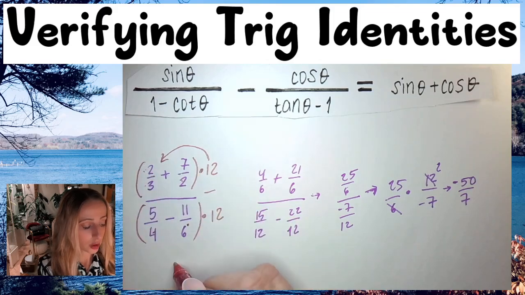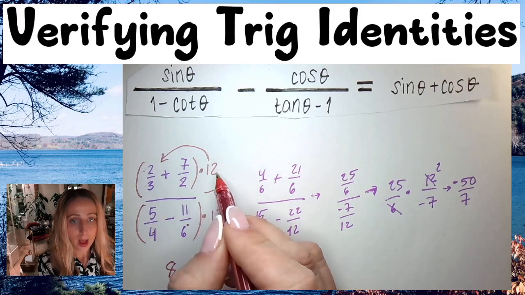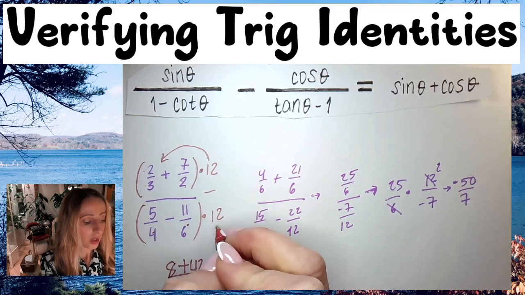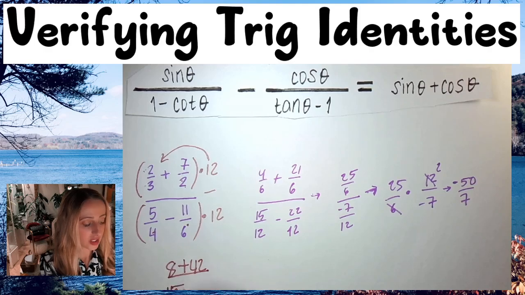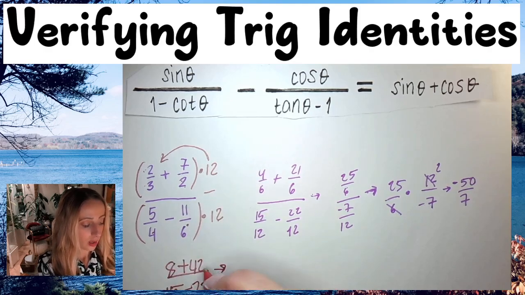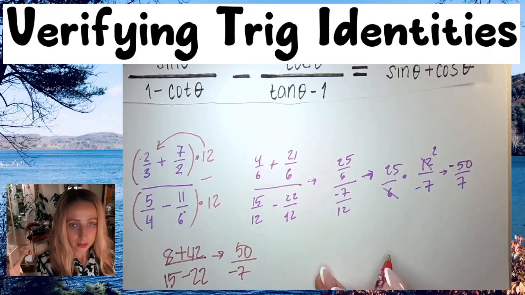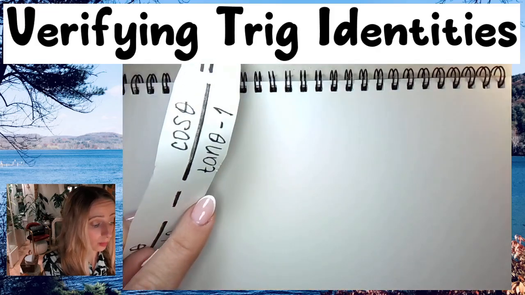4 times 2 is 8. Here, 12/2 is 6. 6 times 7 is 42. 12/4 is 3 times 5 is 15 minus 12/6 is 2 times 11, 22. That gives me 50/-7. Done. Same answer. So we're applying that to this problem in a moment.